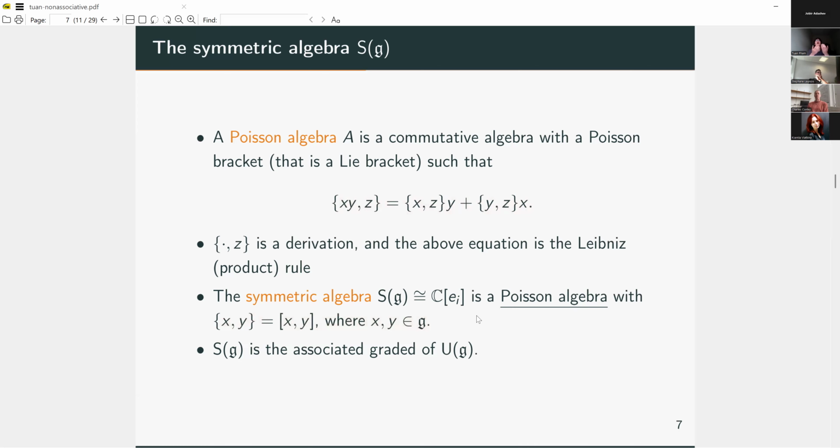The reason we're interested in the symmetric algebra S(G) is that S(G) is the associated graded of U(G), and lots of the time, nice properties of S(G) can pull up to nice properties of U(G). For example, if S(G) is Noetherian, then we can prove that U(G) is also Noetherian.